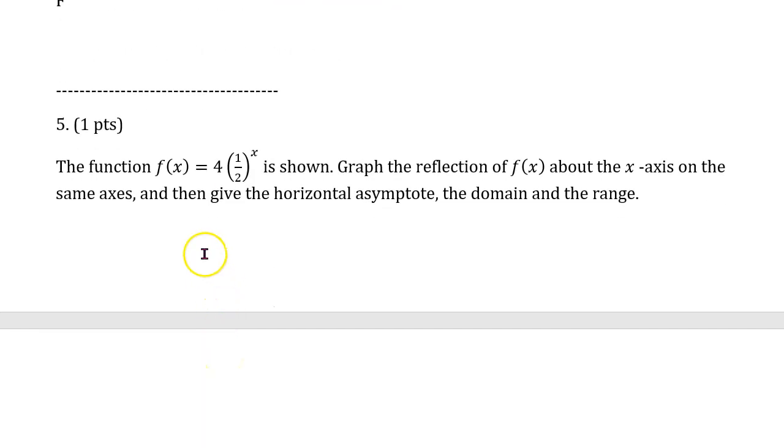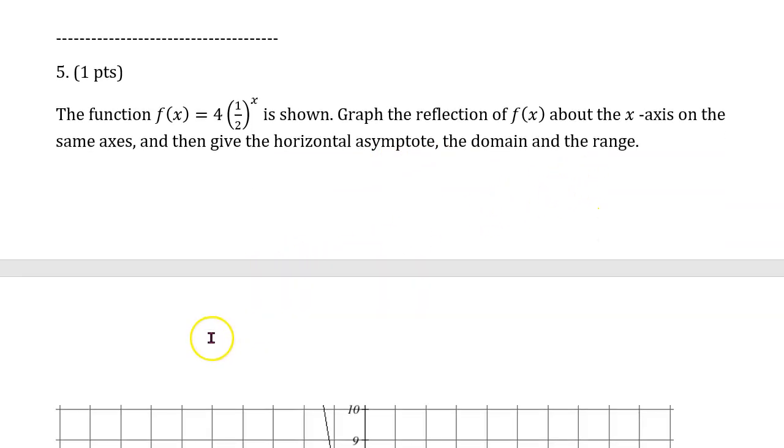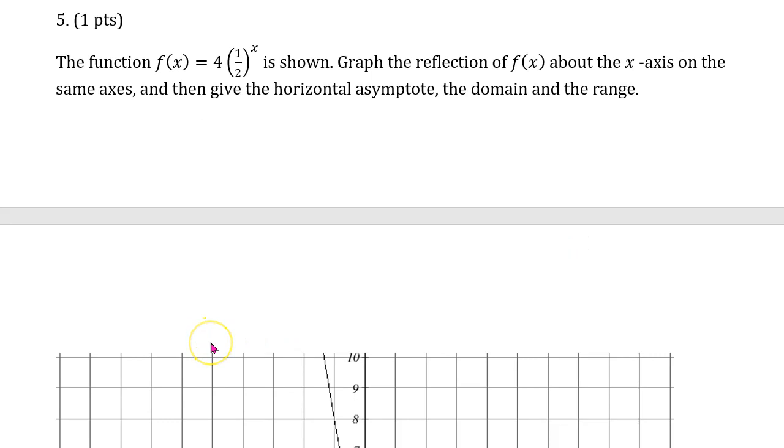This says the function f(x) = 4(1/2)^x is shown. Graph the reflection of f(x) about the x-axis on the same axes, and then give the horizontal asymptote, the domain, and the range. Let's take a look now at what this is going to do for us. This is the graph of 4 times 1/2 raised to the x power, and this is our f(x).